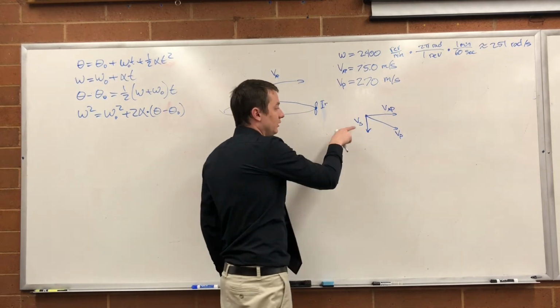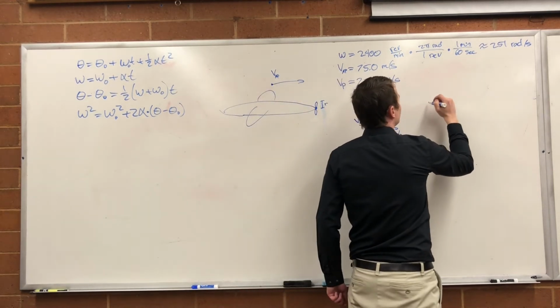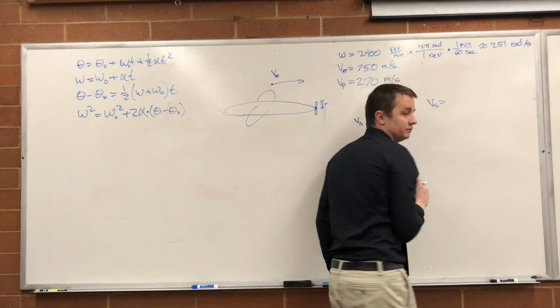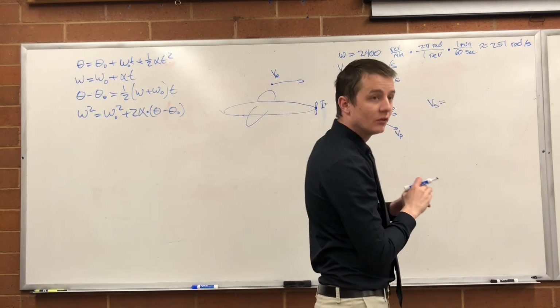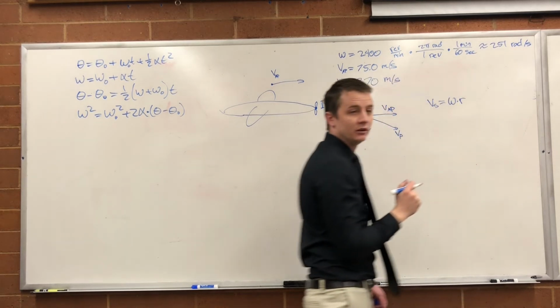Now our velocity due to spinning is equal to what? It's omega times r. Omega times r. Yes.